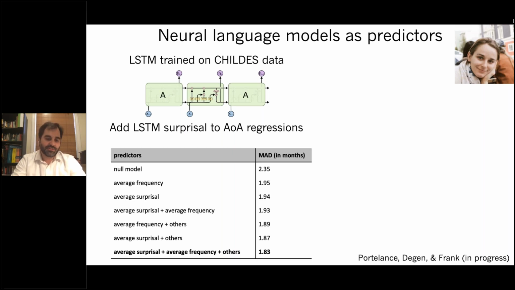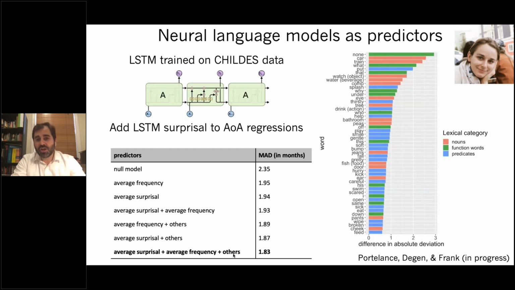And here we're actually doing maybe a better job of model comparison because we're really trying to get the predictive advantage. So this is the absolute deviation in a validation set. And what our results here show is that when we add average surprisal and average frequency and the whole set of other predictors from Braginsky et al., we get better held-out prediction for age of acquisition. So we're doing better in terms of predicting when individual words will be learned.